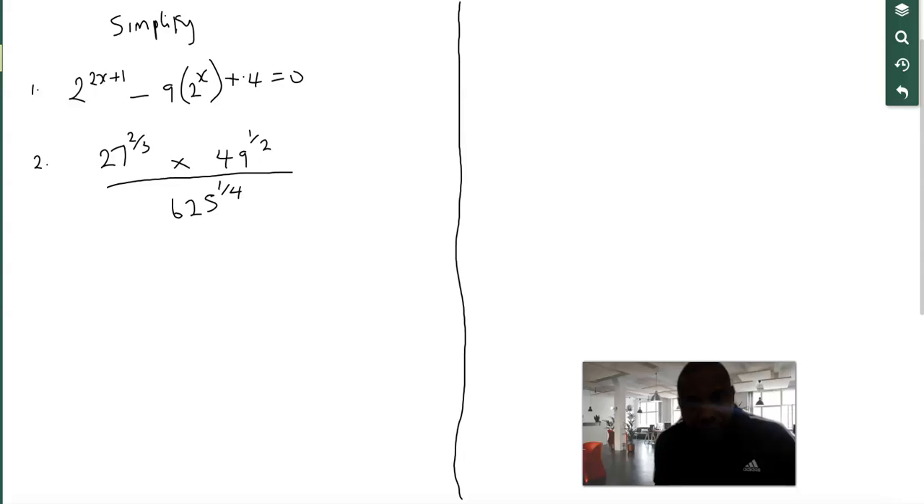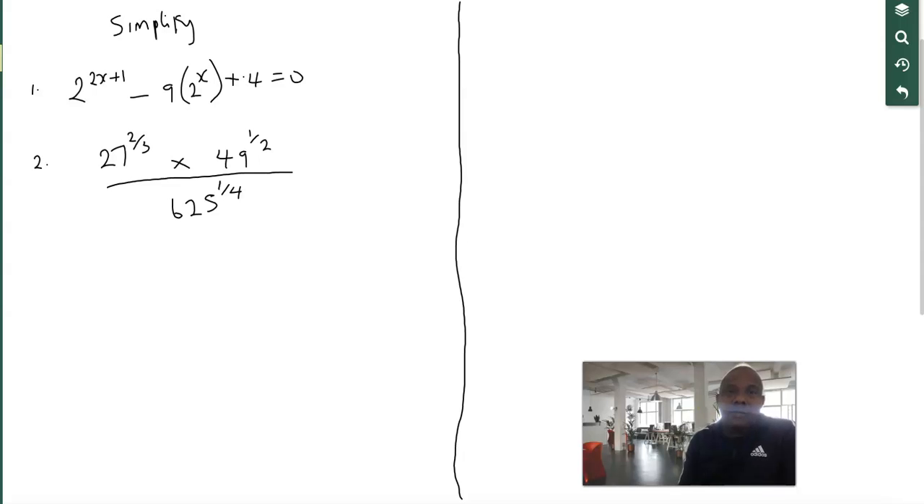Right. We're going to try to solve the exponential equation in indices. But before we do that, we'll try to have an idea of what indices is, because you can't solve that without knowing some of the basic laws governing indices. So let's start by knowing the laws.